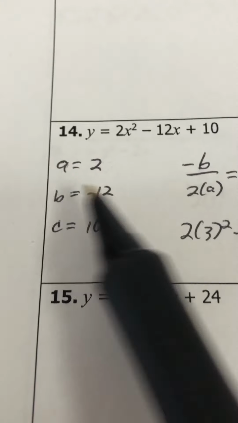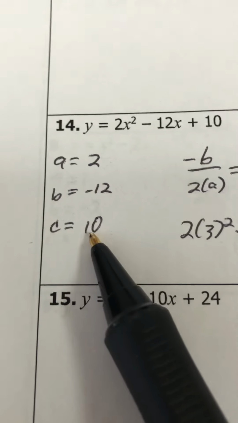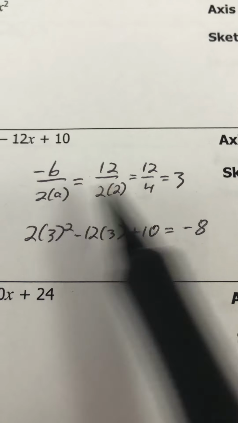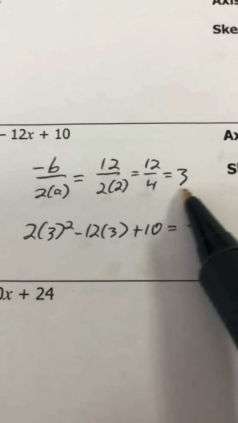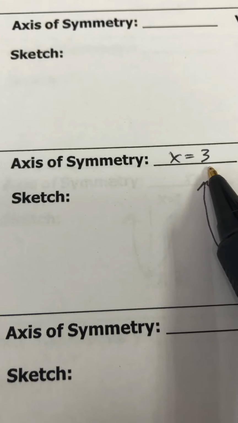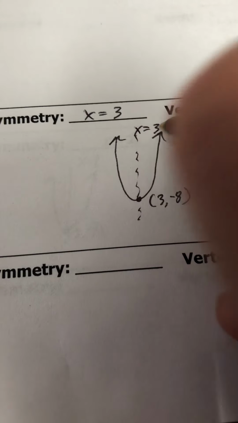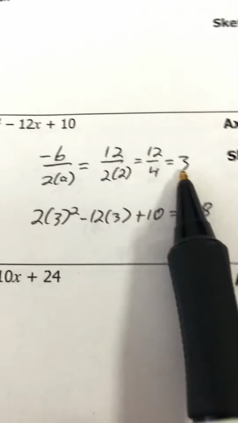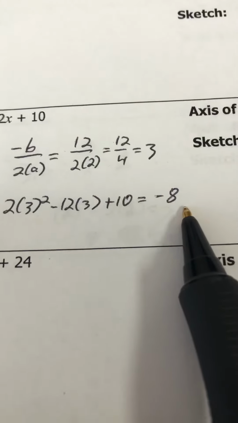And the last one I'm going to do with you here is number 14. You pick out your a, you pick out your b, negative 12, and you pick out your c is 10. And I use the vertex formula to figure out that my x is 3, so x equals 3. That's what this line is, x equals 3. That vertical line. I plug in 3 wherever I see x, and I just work out the problem to get negative 8.